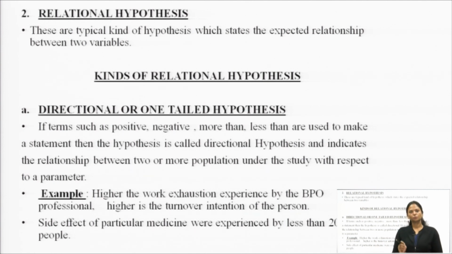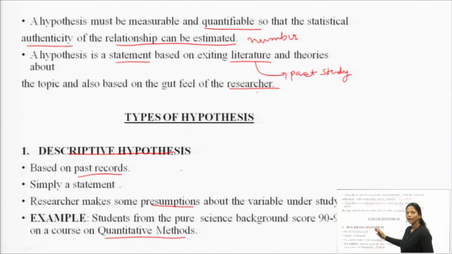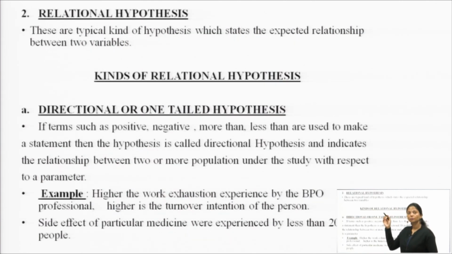Relational hypothesis is one which we are going to study ahead, but a small difference between your descriptive and your relational hypothesis is this. Descriptive is just a statement which is based on a past record. We are making a statement and we want to study that further, but your relational hypothesis is one which gives you the relationship between the two variables of the population which we want to study further.